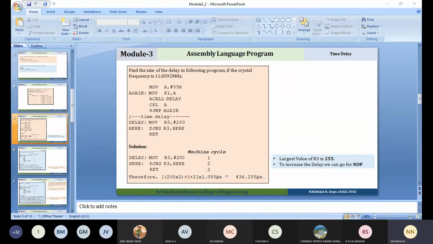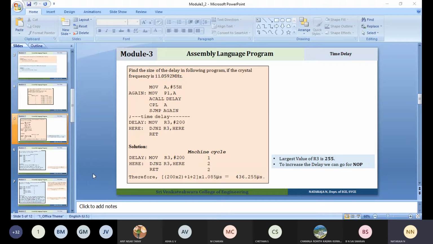I need to run this program, ACALL DELAY. What is the time taken to execute all three instructions, this small program? I'm going to find the delay. With this, the first instruction has 1 machine cycle, the second instruction 2 machine cycles, and the last 2 machine cycles. Therefore we are going to find the delay with respect to this.